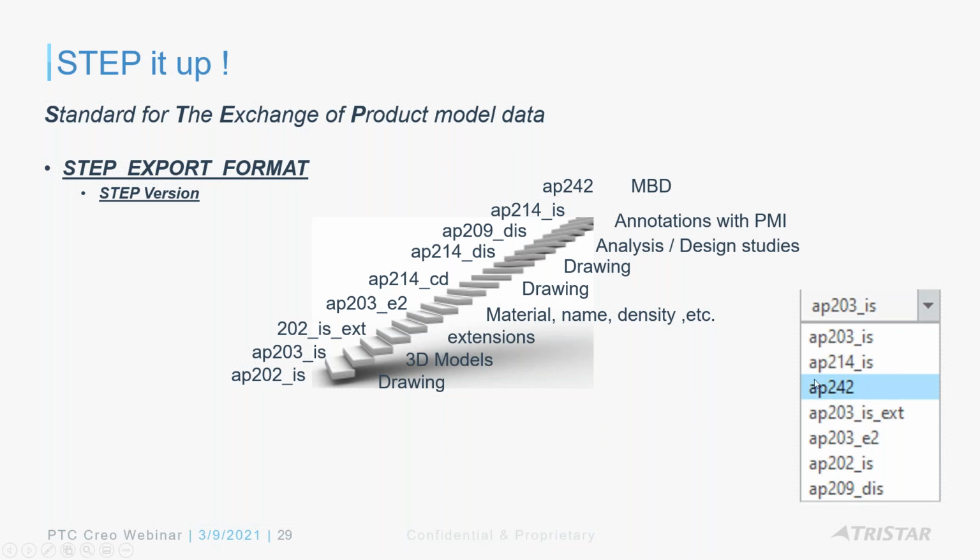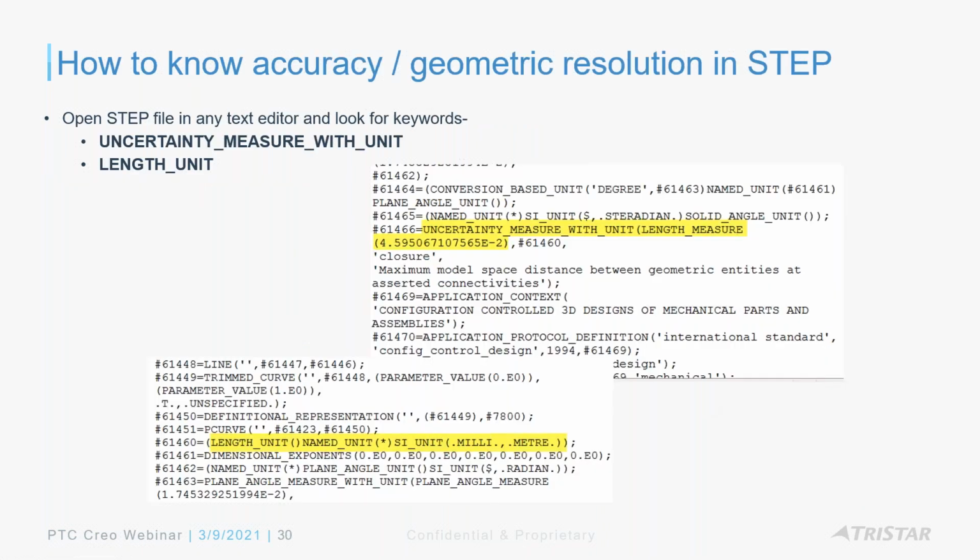In fact, when you export, you have an option even in Creo to export it. I'm pretty sure the other CAD systems also have the same option. So you can request them to send a higher version STEP file.